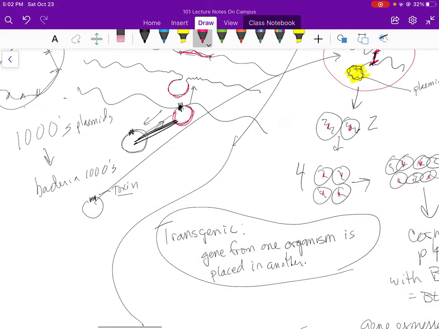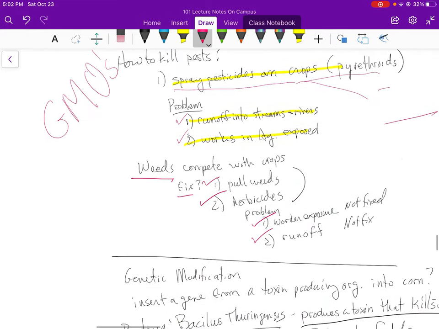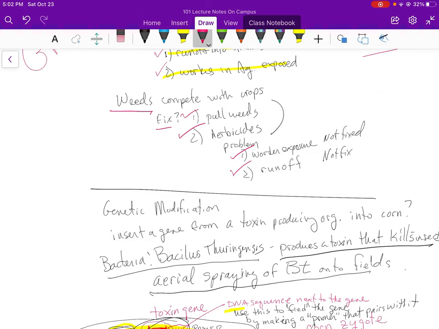Let's go back to our list up here. So we fixed the pulling the weeds part. Don't have to do that. We don't have to spray herbicides. We don't have worker exposure. We fixed that. We don't have runoff. We fixed that. I think they fixed a lot of things by doing this. What am I talking about? Did we fix any of these things? Let's look again.